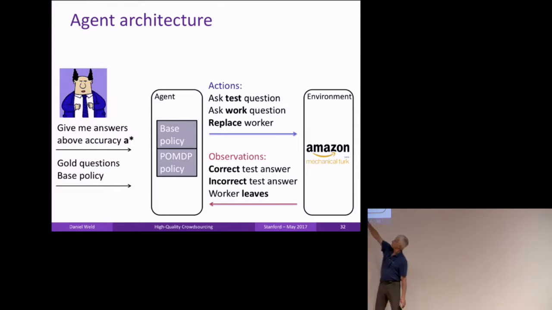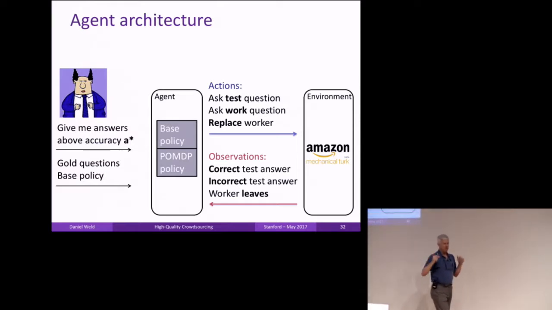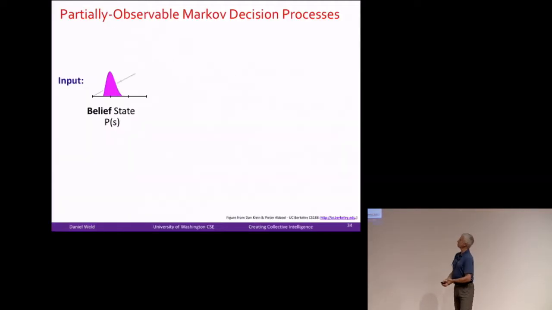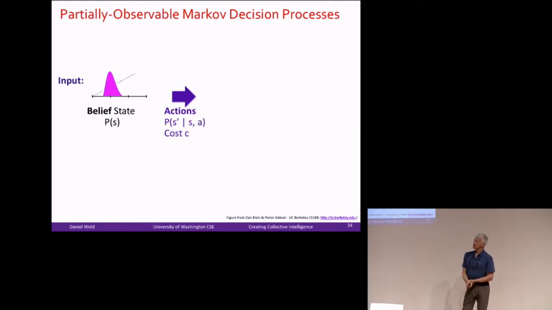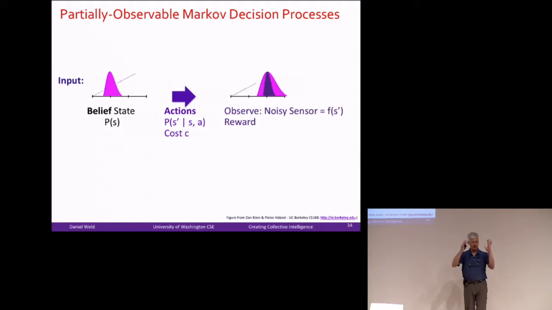And then the observations coming back are basically, if it's a work question, you don't learn anything. But if it's a test question, you can see whether they're doing a good job. Of course, you don't want to do too many test questions because you're not getting work done. So we model this as a partially observable Markov decision process. So the system has a belief state about the quality of the workers. It has a set of actions. Each one has a cost. So it could be the amount you're paying a worker. And it gets an observation which lets us update this belief distribution after every action.